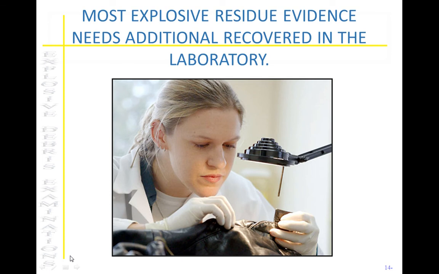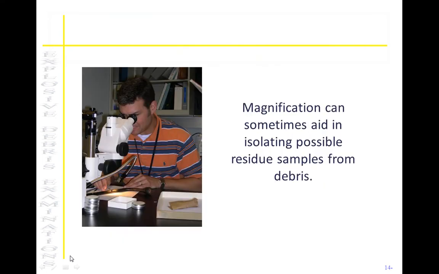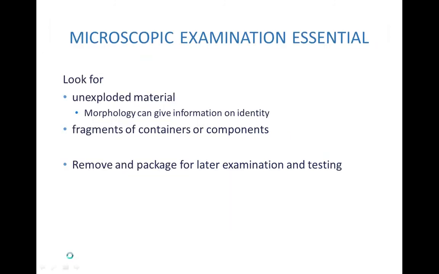In most instances, since the residue is going to be so extremely small, a lot of the collection at crime scenes is going to be larger fragments of the containers that concealed the bomb, so the actual explosive residue may be recovered in the crime laboratory. Usually this is going to be performed with the aid of a stereo microscope, so that the small powdery substances can be identified, and also at times unexploded material.